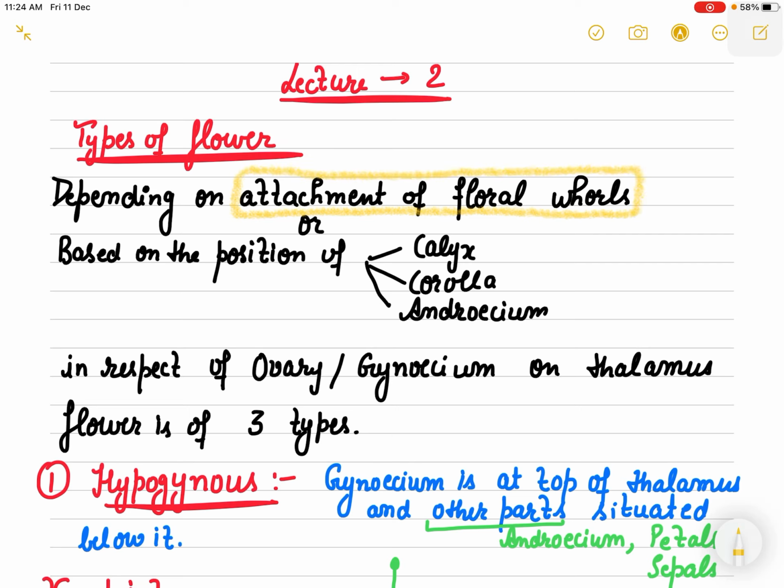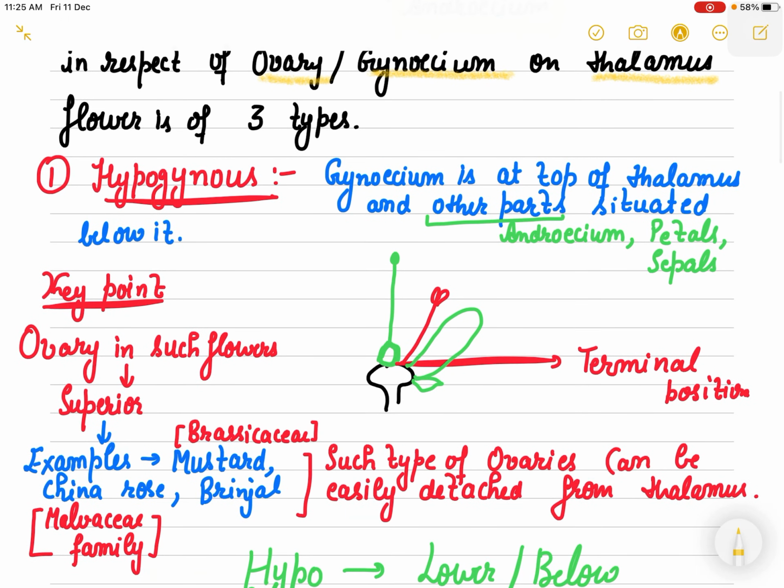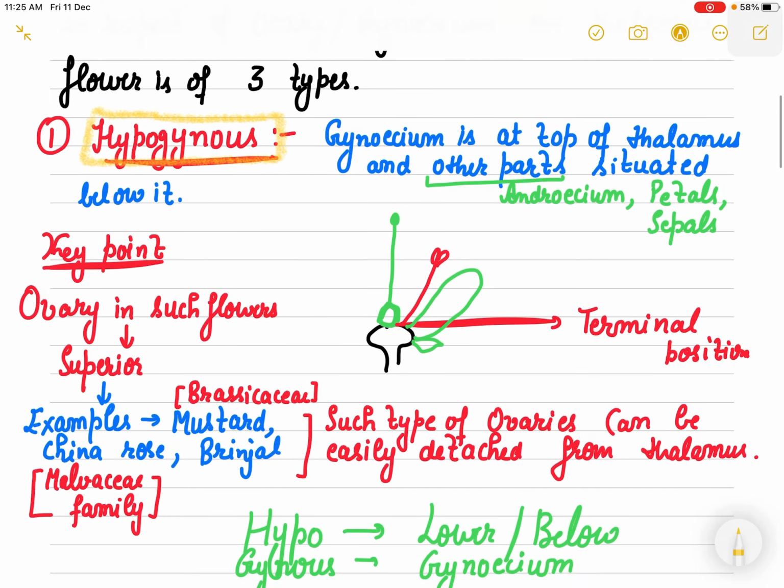What are the floral parts? It means based on the position of calyx, corolla, and androecium with respect to ovary. Now what we will do, we will check the attachment or arrangement of calyx, corolla and androecium with respect to the position of ovary or gynoecium on the thalamus. On the basis of that, we have three types of flower. First is known as hypogynous.